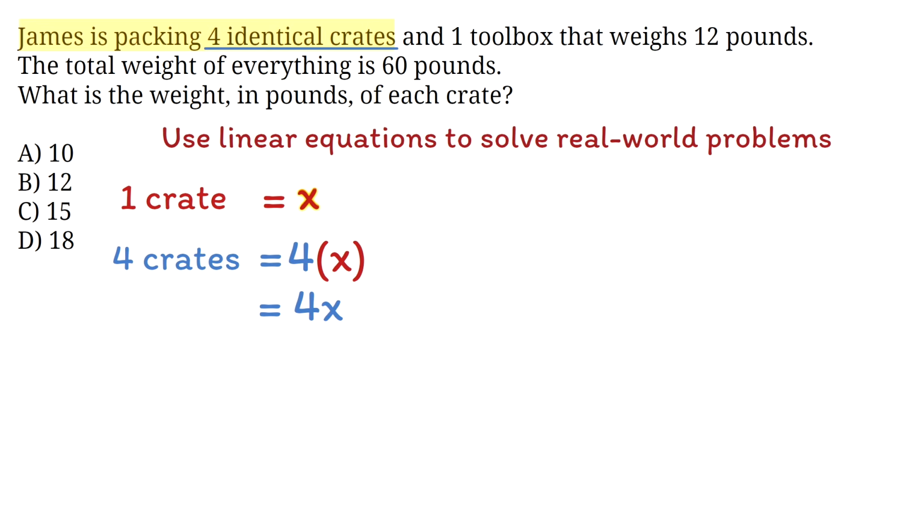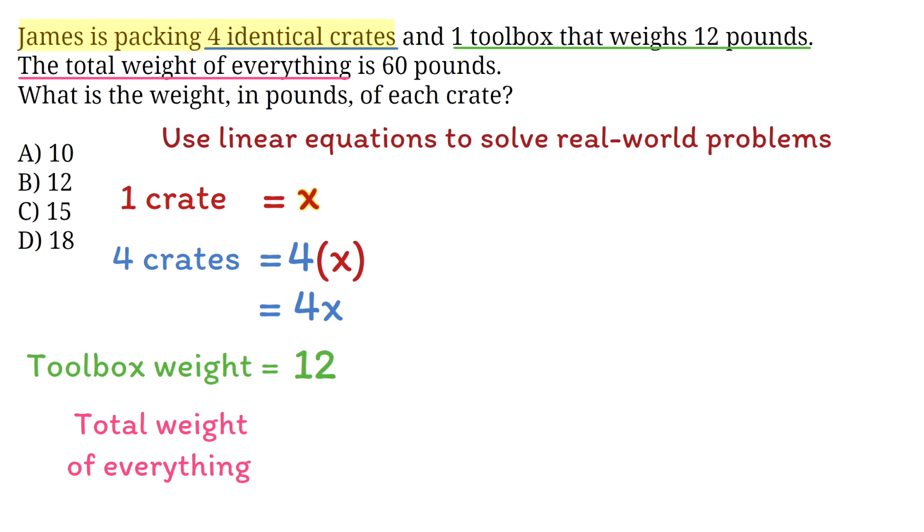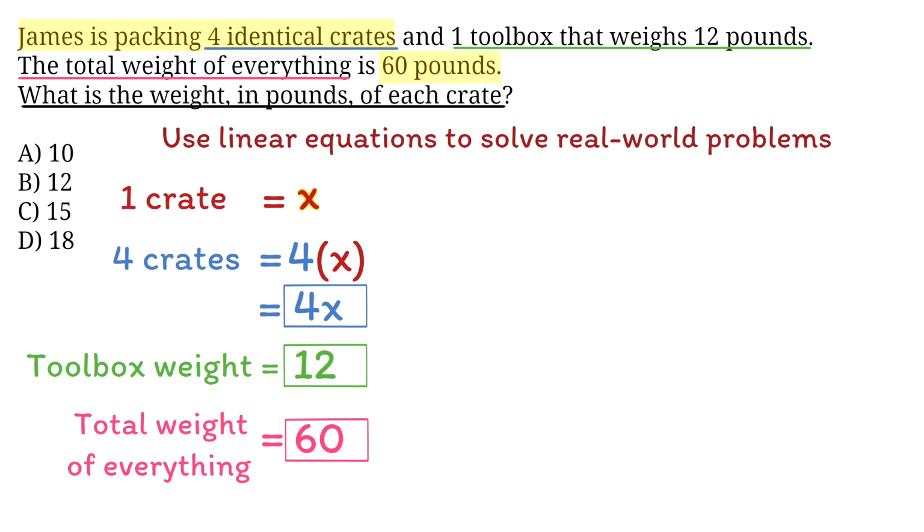Next, we're also told there is 1 toolbox that weighs 12 pounds, so toolbox weight equals 12. The total weight of everything, that is, the 4 crates and the toolbox, is 60 pounds. Since the question asks us to find the weight of each crate, we combine the weights of all items. We already know the 4 crates weigh 4X, the toolbox weighs 12, and the total weight is 60. So we write the equation as 4X plus 12 equals 60.